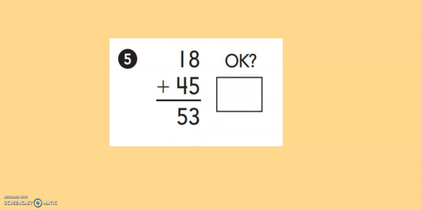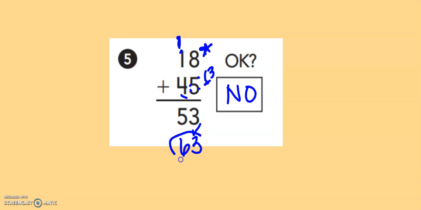Let's try one more problem together. Let's start in the ones place. 8 plus 5. 8, 9, 10, 11, 12, 13. Okay, so this 3 looks good, but it looks like they didn't add their new 10. Oh no, maybe they thought in their head, I'll remember and I'll add it. Then they didn't. That makes a big difference. So this one is not correct. 4, 5, 6. So instead of 53, they should have had 63.